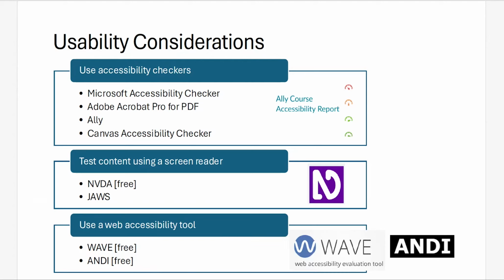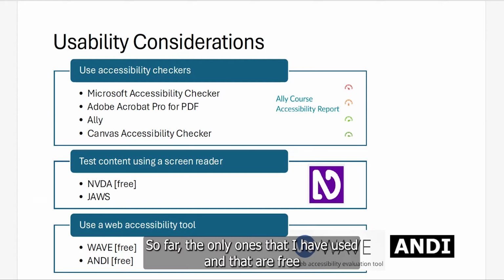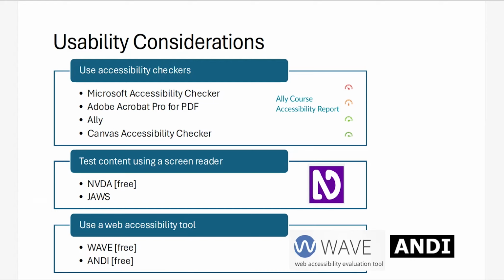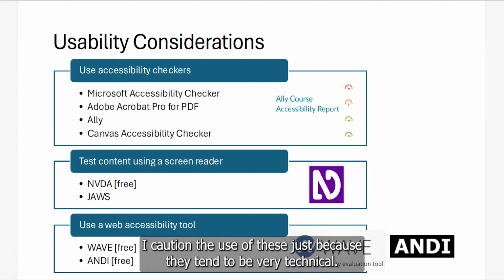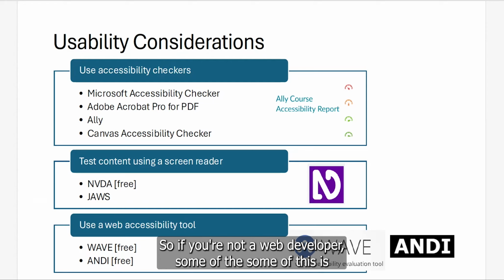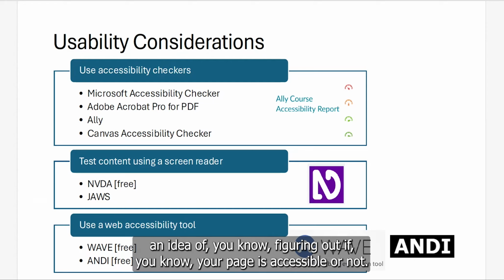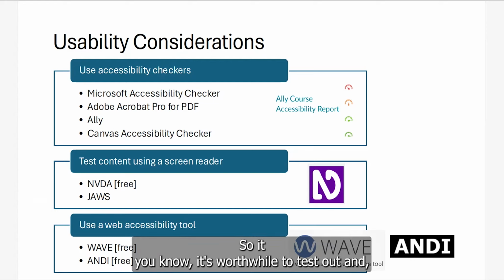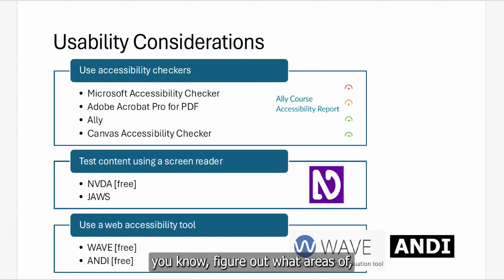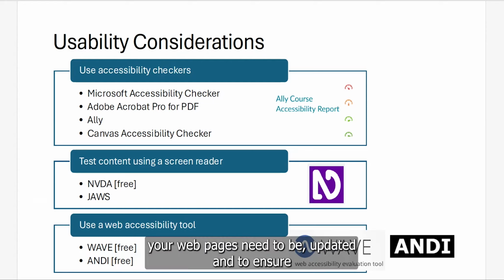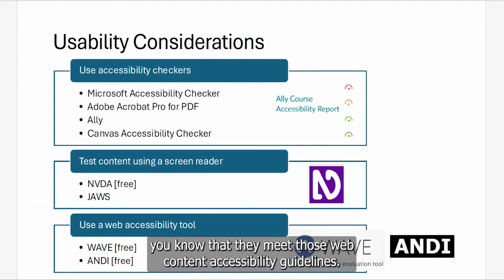Now, if you're wanting to check the accessibility of a web page or even a page within Pressbooks, there are different web accessibility tools. So far, the only ones that I have used and that are free are called WAVE and Andy. I caution the use of these just because they tend to be very technical. So if you're not a web developer, some of this might seem a little overwhelming or complex, but it at least gives you an idea of figuring out if your page is accessible or not. So it's worthwhile to test out and figure out what areas of your web pages need to be updated and to ensure that they meet those web content accessibility guidelines.